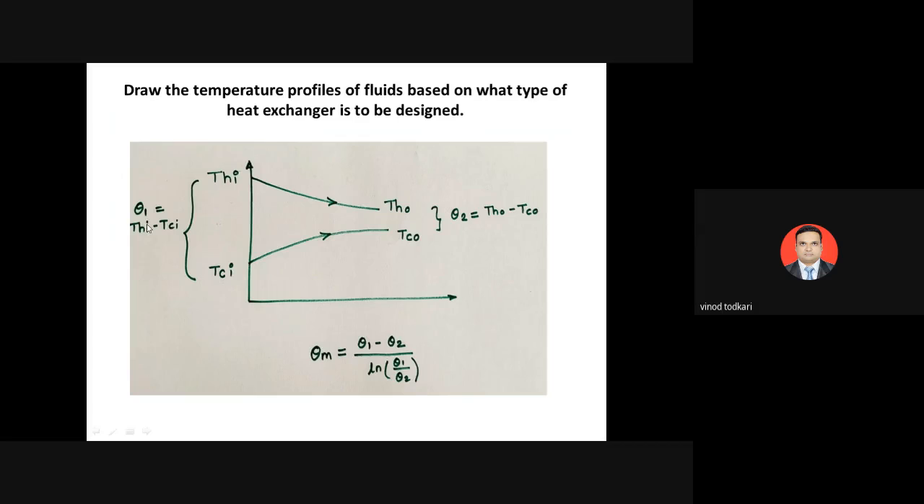So last step is this. In last step, we have to work out theta 1 and theta 2. Is it clear to you? What is theta 1? For parallel flow heat exchanger, it will be THI minus TCI, and theta 2 will be equal to THO minus TCO. Once the values of theta 1 and theta 2 are known to you, the next step is to calculate LMTD.